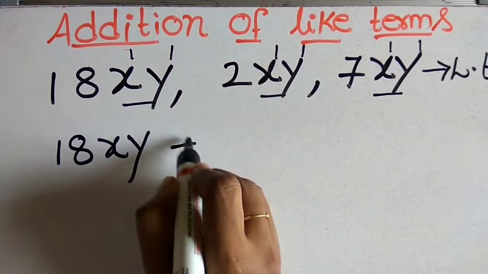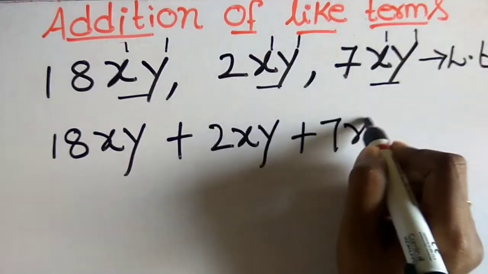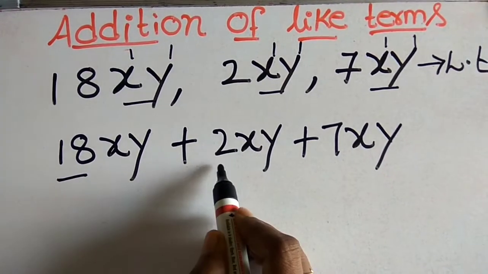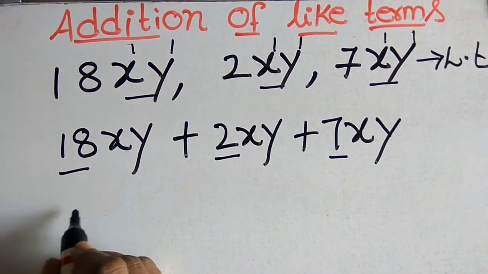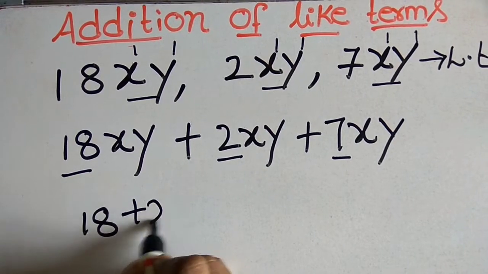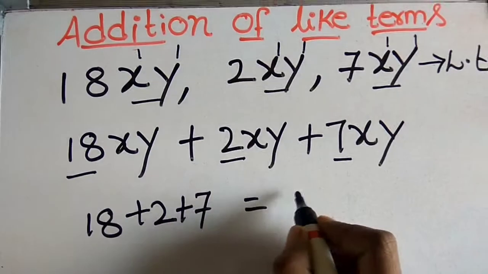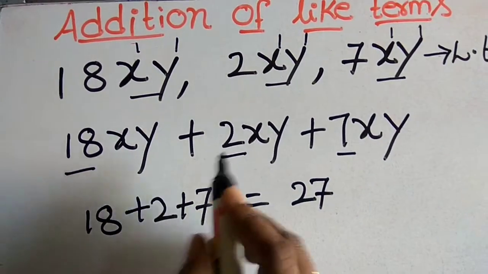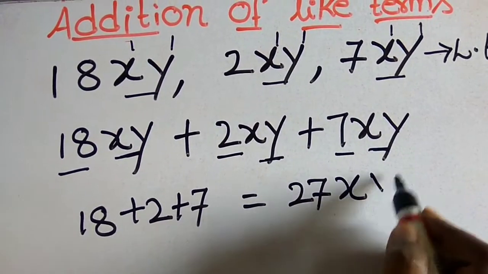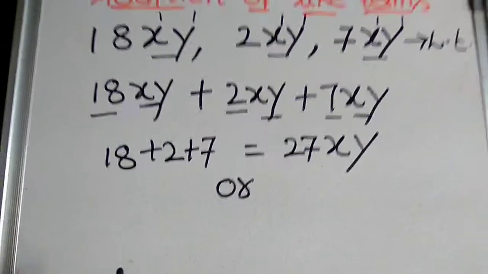18xy plus 2xy plus 7xy. Here we have written all the terms by using the symbol plus. Why are we taking only plus? Because we are adding those terms. Now take the numbers. 18, and what is the next one? 2 plus, and what is the next one? 7. 18 plus 2 plus 7 gives 27, and xy. Don't forget xy. xy is common. So take xy. Now the answer is 27xy.